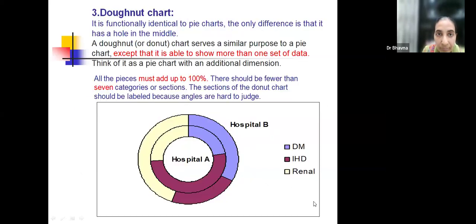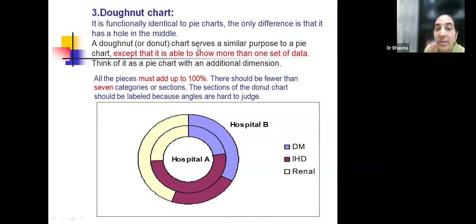Okay. Now, what is a donut diagram? Any of you, have you seen a donut? Have you eaten a donut? It always has a hole in the center. A pie does not have a hole in the center, but a donut has a hole in the center. That is why the name donut here, okay? It is functionally identical to a pie chart. The only difference is that it has a hole in the middle.